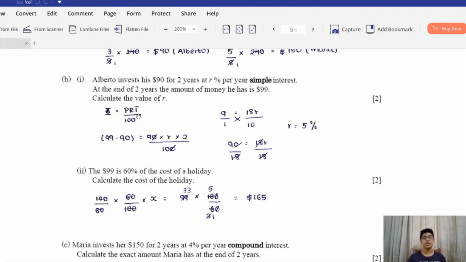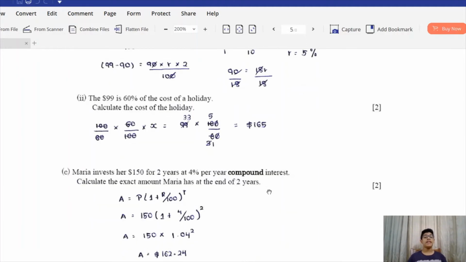Then we're going to just substitute P for principal, R for rate, and 2 for time. And we're going to leave R as R because we're trying to find that. So this basically means that 9 is equal to 90 times 2 times R, 180R over 100, but simplified becomes 18R over 10. Cross multiply, 90 is equal to 18R. So divide both sides by 18 to isolate R, and we get that the rate was 5%.